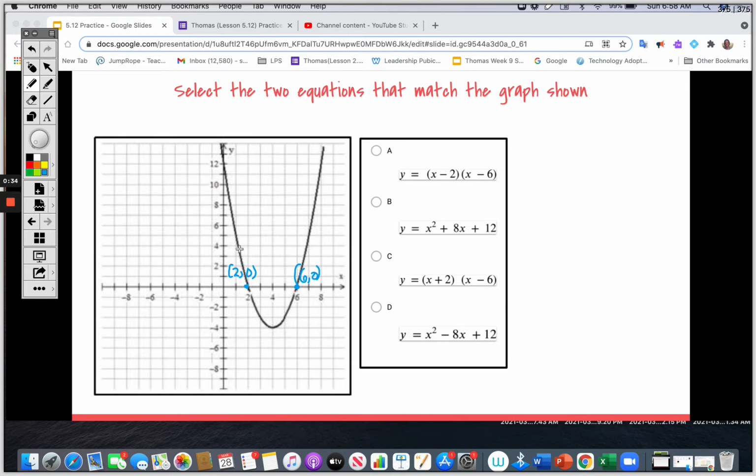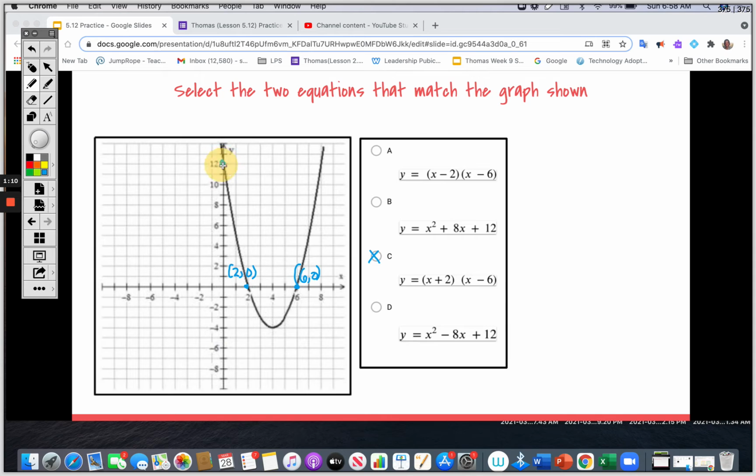What do we know about our x-intercepts? They cause our factors to be equal to 0. And so if we replace x with these values of x in the equation in the factored form, then it should make our factors equal to 0. So if I replace x with 2 here, 2 minus 2 is 0. If I replace x with 6 here, 6 minus 6 is 0. If I tried it with C, that's already in the factored form, then 2 plus 2, that's 4. So I know C would not be the choice.